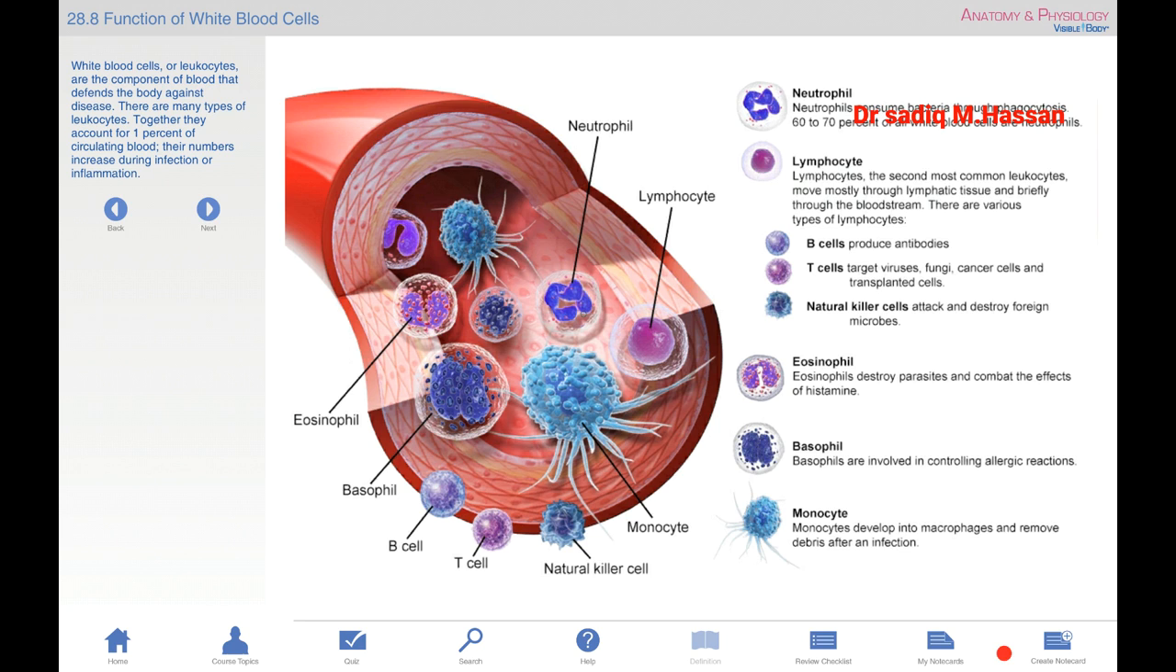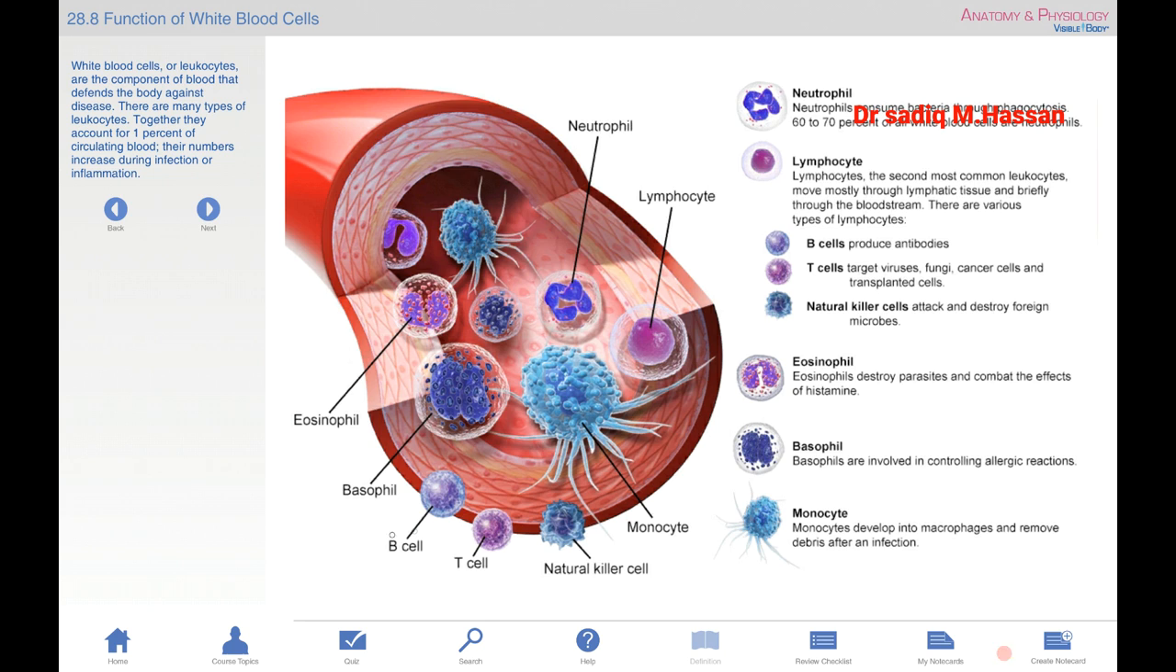Here this has four or five lobes. It's a neutrophil and it's a granulocyte because it contains granules inside the cells. This is a neutrophil, a granulocyte, this is an eosinophil, and this is a basophil. The neutrophil consumes or destroys bacteria by phagocytosis. 60 to 70% of the leukocytes are neutrophils.